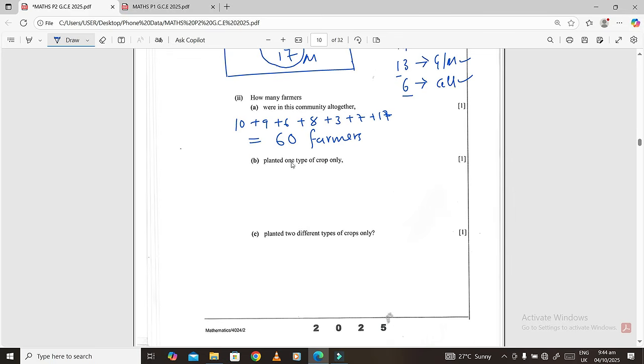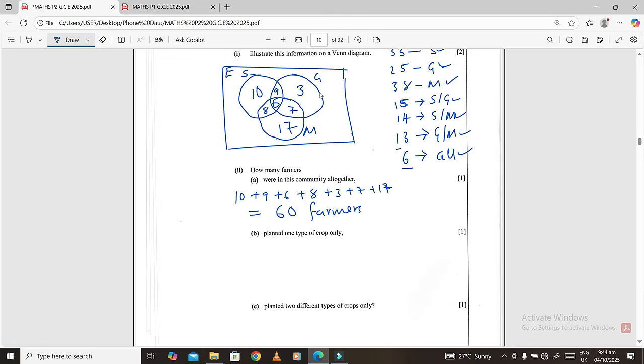The next question says, how many farmers planted one type of crop? So for one type of crop, it will be this region, this and this. So we shall say 10 plus 3 plus 17. So when we add 10 plus 3 plus 17, it will give us what? It will give us a 30. So it's a 30 here, which is there. So 30 farmers planted one crop only. So we go to the next question.